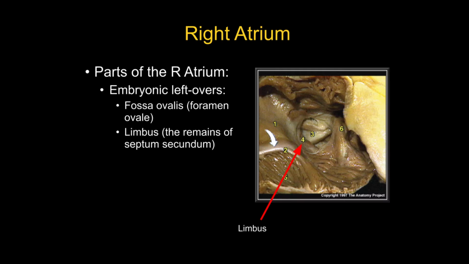So a remainder of the past, which is open in the fetus but closes in the adults, is the limbus. So the limbus is also a term for rim. So there it is shown by the red arrow pointing at number 4.